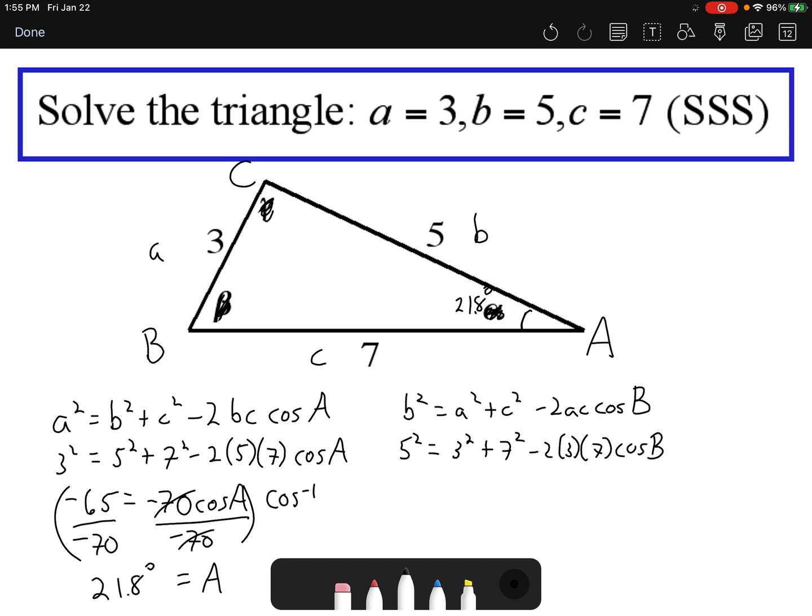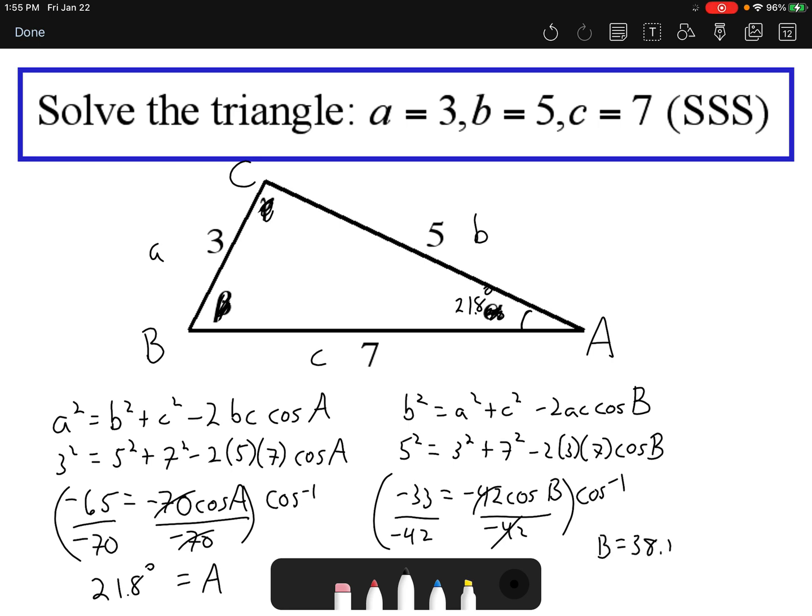So that's 25 minus 9 minus 49, right? So that's negative 33. And negative 2 times 3 times 7 is negative 42. Divide by negative 42, and then take the inverse cosine of all that. So the inverse cosine, I got about 38.2 degrees. Well, 38.2 plus 21.8 is 60. So that makes angle C about 120.